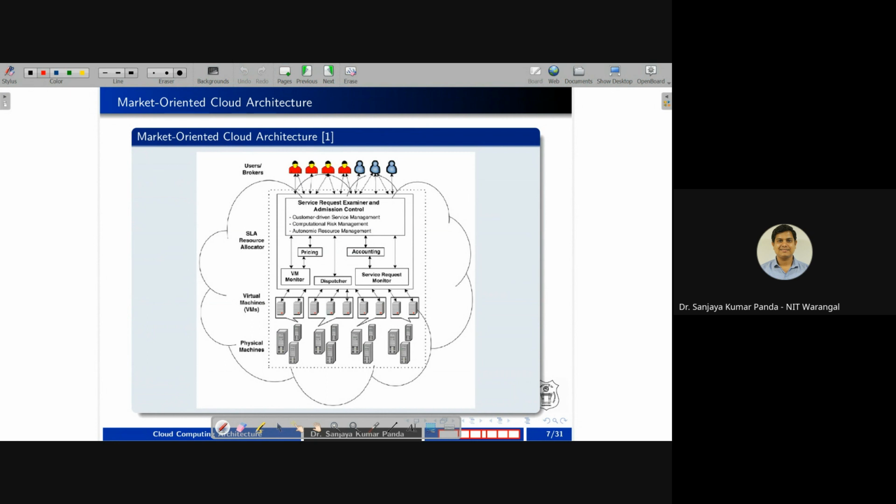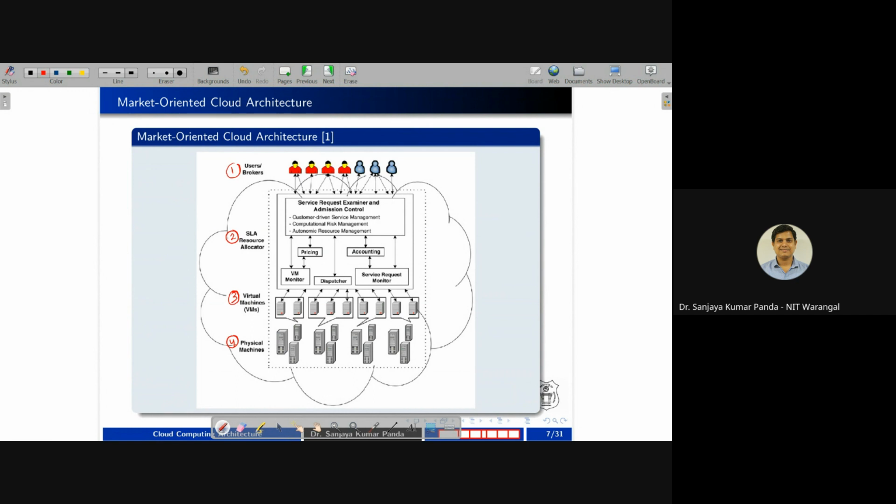One is the user or broker, the first layer. The user interacts with the cloud from the upper layer. The second one is called the SLA resource allocator. I told you SLA is a service level agreement, which is a contract between the cloud service provider and the customer. The third one is the virtual machine, and the fourth one is the physical machine. These are the different layers of this market-oriented architecture.